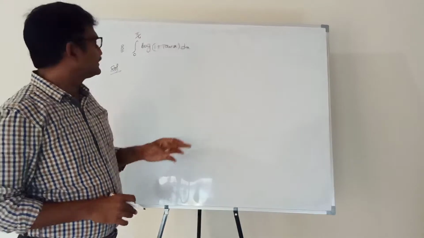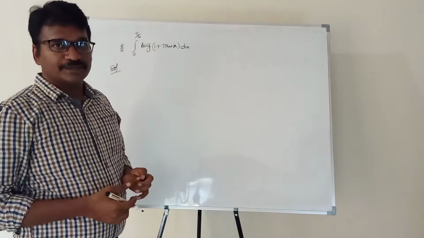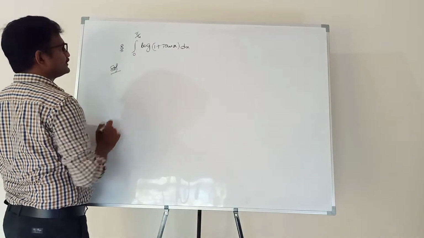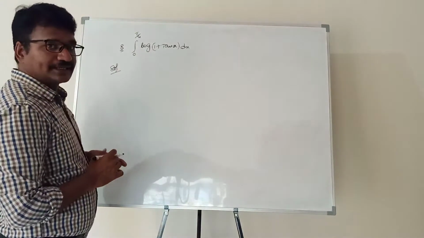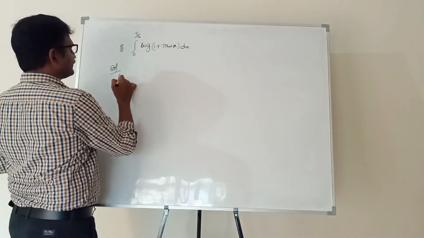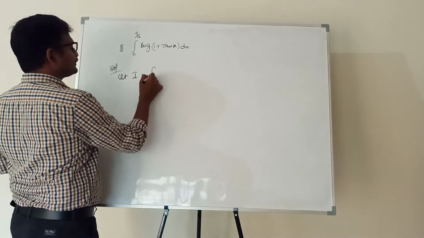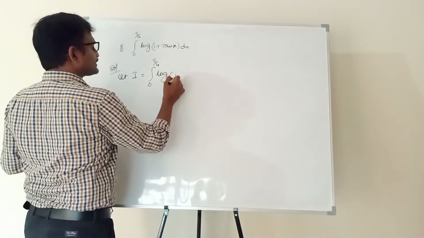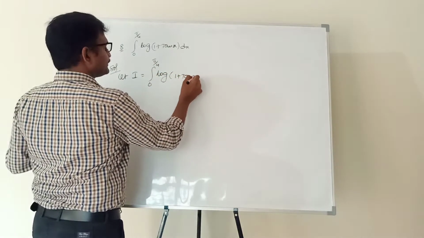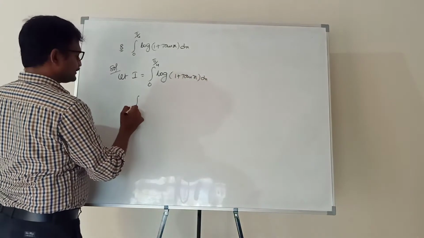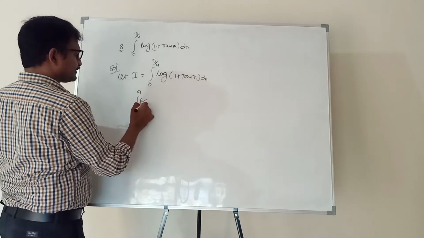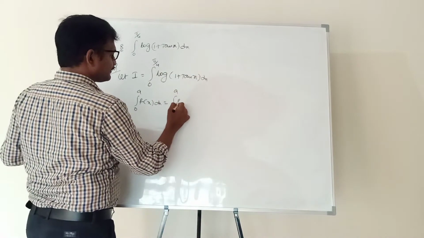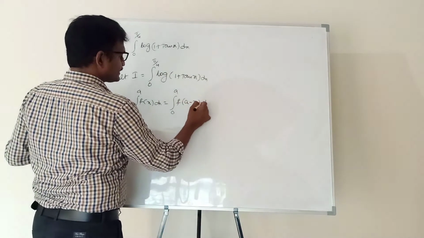The eighth problem is the integration of 0 to pi by 4 log of 1 plus tan x. Given the integral from 0 to pi by 4 of log 1 plus tan x. So let the given problem be I. Let I is equal to the integral from 0 to pi by 4 of log of 1 plus tan x dx. So according to the property, integration of 0 to a f of x dx is equal to integration of 0 to a f of a minus x dx.